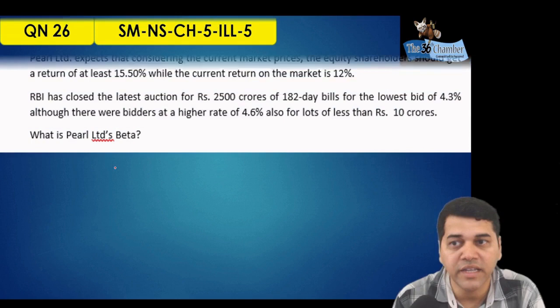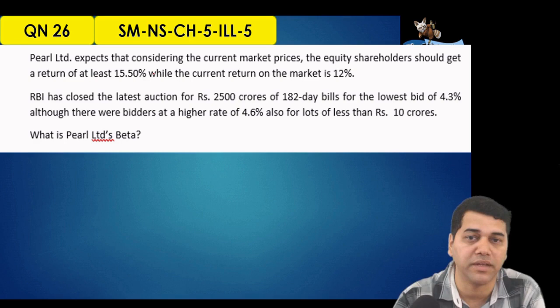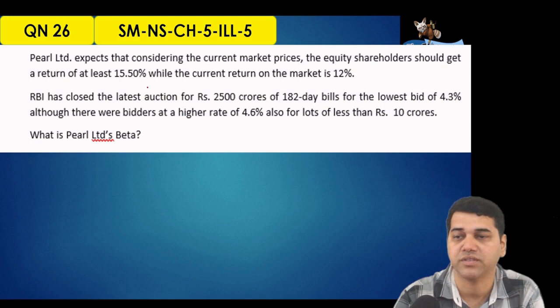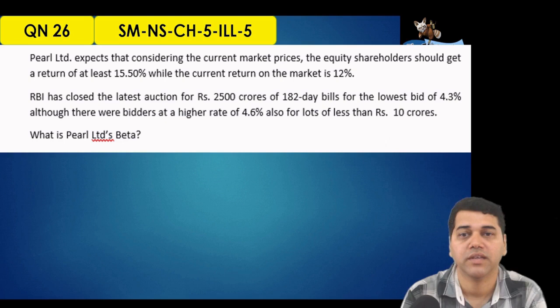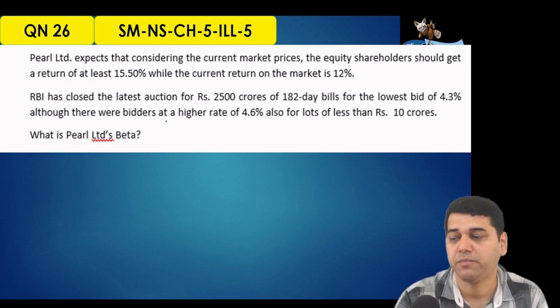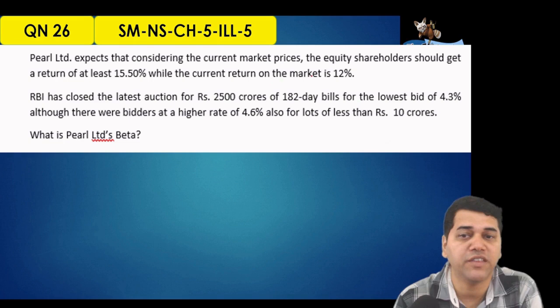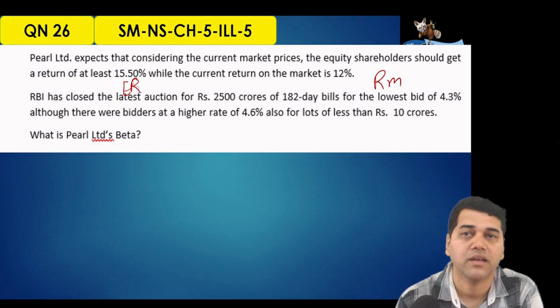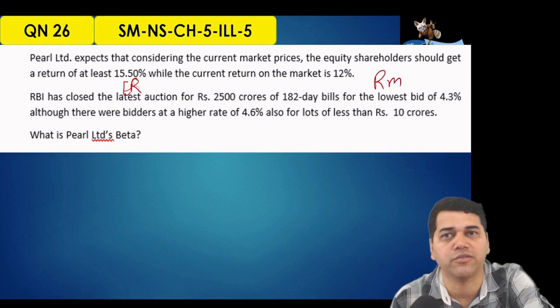Pearl Limited expects that, considering the current market price, equity shareholders should get a return of at least 15.5%. What is this? Equity shareholders should get a return of at least 15.5. That means expected returns. By investing in the shares of Pearl Limited, I am expecting 15.5%. The current return of the market, RM, is 12%. And this 15.5 is ER, the expected return. This is what I am expecting from it. This expected return can be an average return also, X bar, maybe.